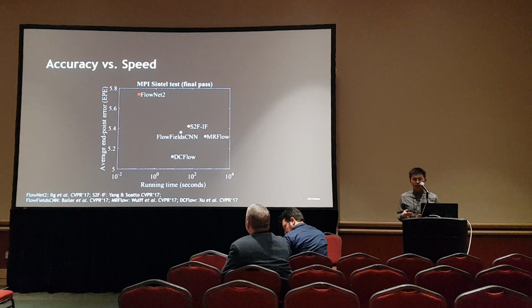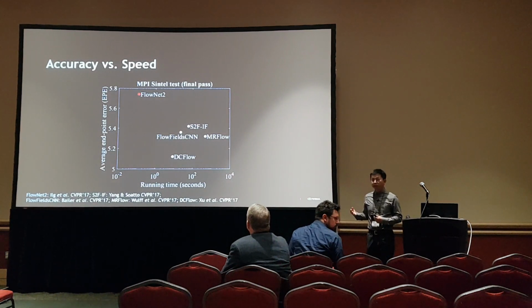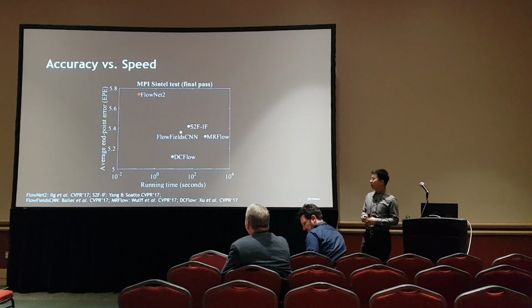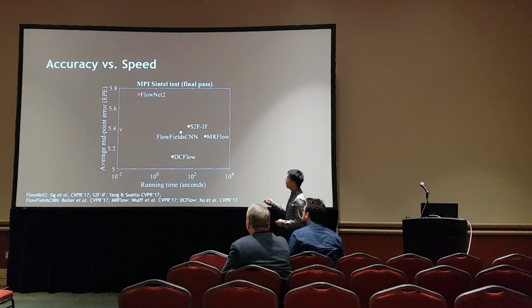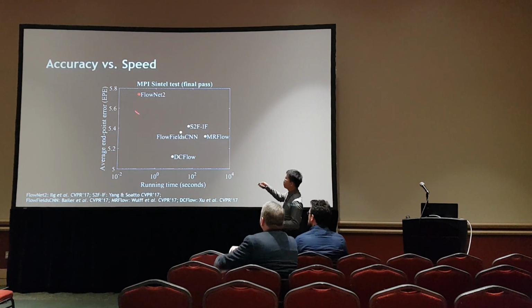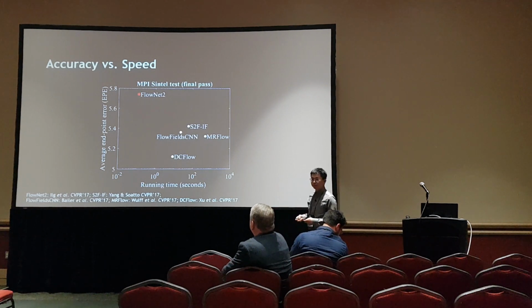Recent influential work is FlowNet 2, which shows that a fully end-to-end CNN model can perform very close to the state-of-the-art. Here the y-axis is the endpoint error. The lower the better. You can see the gap is very small. But if you look at the running time, it's much faster.